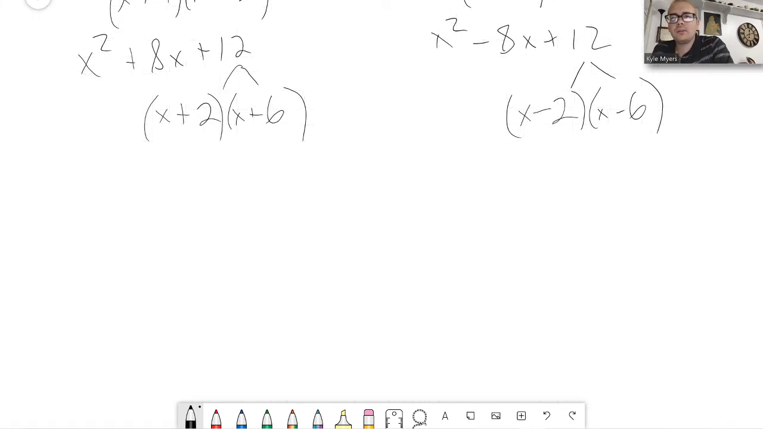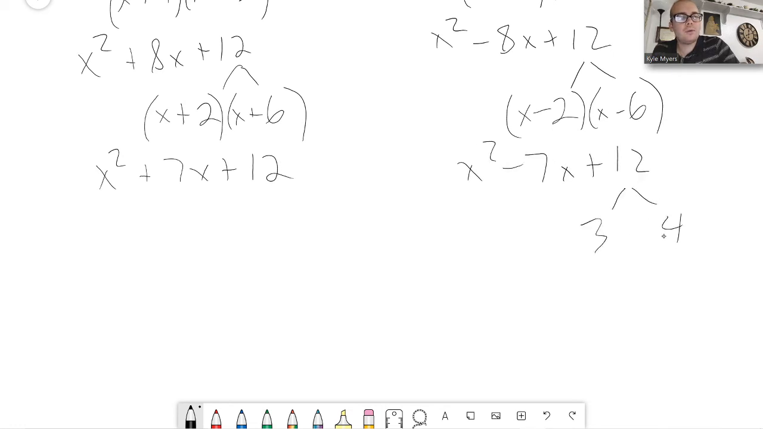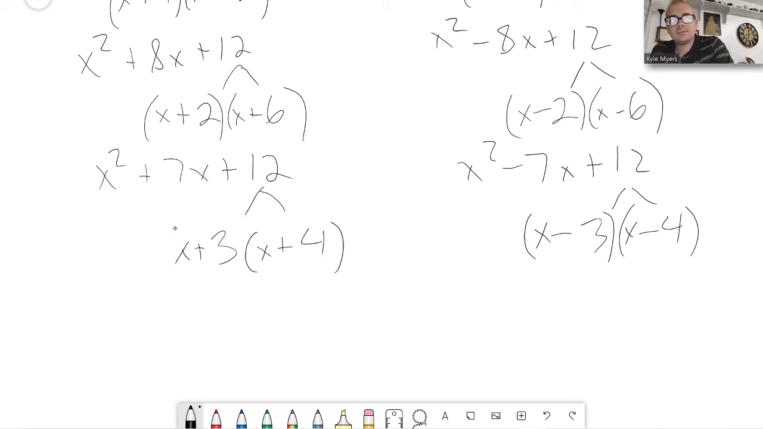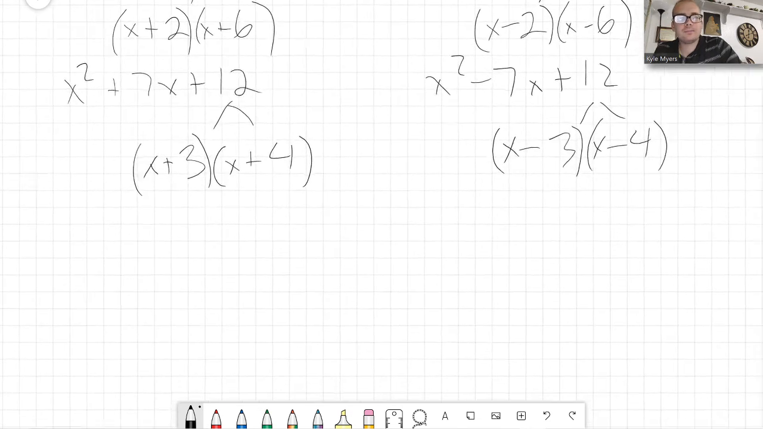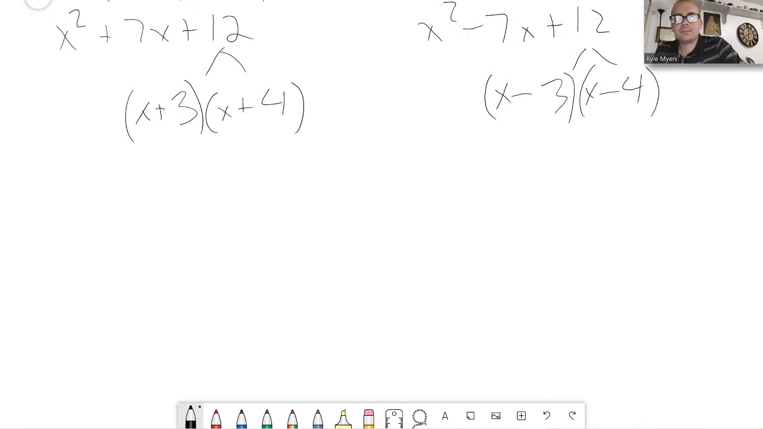One more though for 12s. X squared plus 7x plus 12. X squared minus 7x plus 12. 3 and 4, this is the minus version, as is the habit of today. And this is the plus version. And there we go. Now we're done with the 12s.